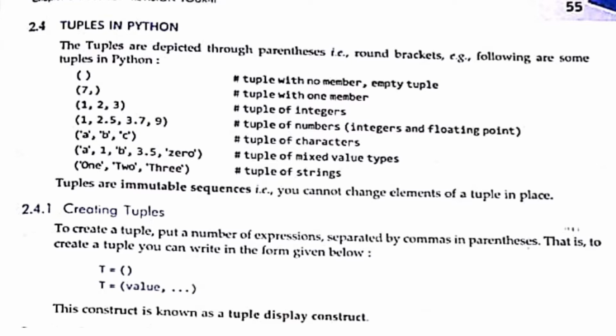As earlier we have seen, strings were represented either by a single quote or double quote. Lists were represented using square brackets, open and close square bracket. And now tuples are represented using parentheses.